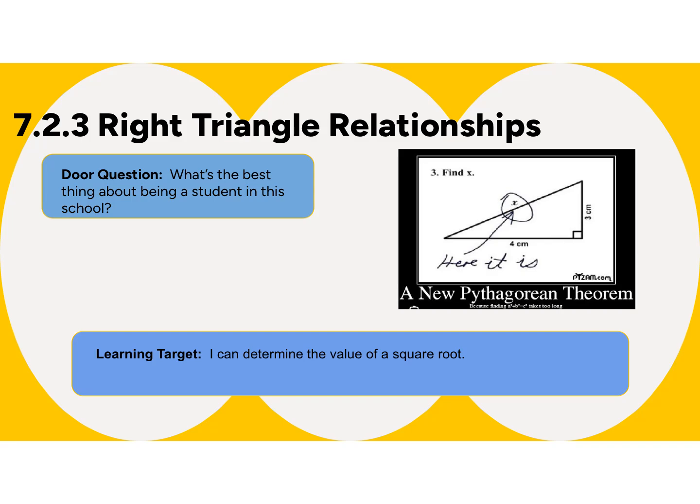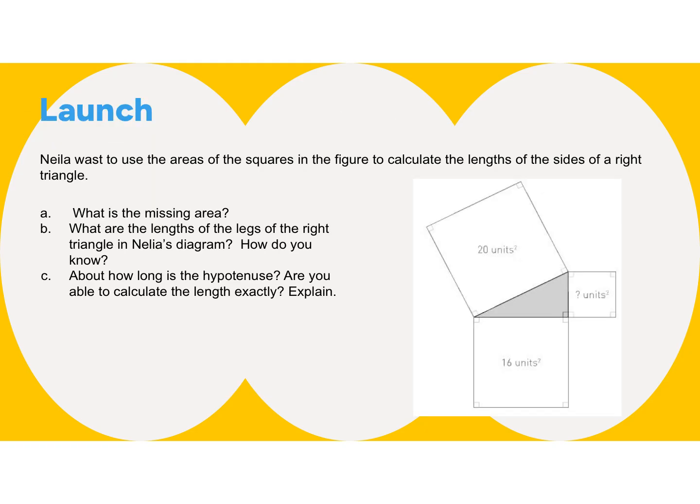Today's lesson is on right triangle relationships. And when you're finished with this lesson, you'll also be able to determine the value of square roots. Based upon yesterday's lesson, we were able to take a look at side lengths of squares and create right triangles with them by finding and calculating the area of each.